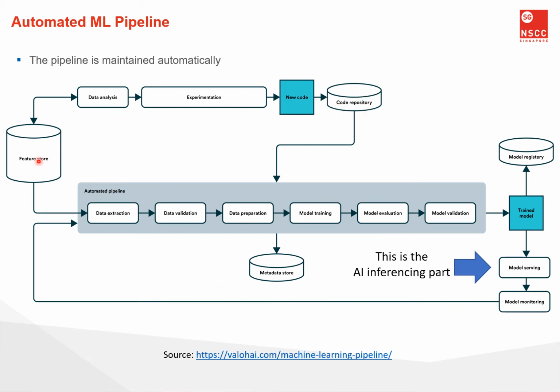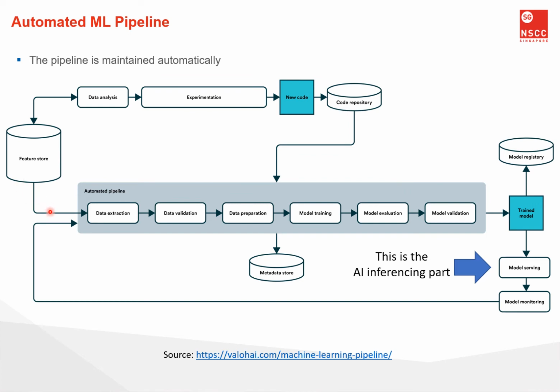Our feature extraction is taken from the feature store, and we are going to use that feature extraction process from the feature store to determine what feature extraction we will actually get from the data itself. Once the data has been extracted, we will then do data validation, preparation, the usual stuff, do the training, and then do the model evaluation and model validation. This part is done automatically within the pipeline, and the update of this pipeline is also done automatically.